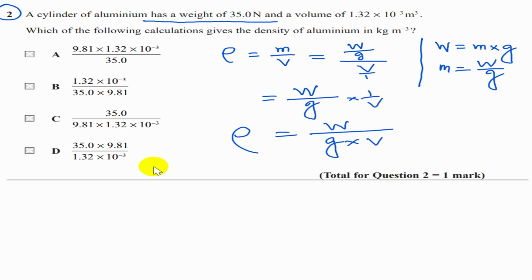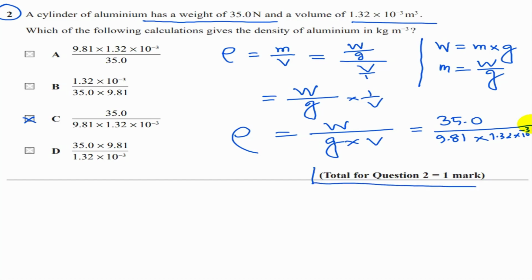So the correct answer is 35.0 divided by 9.81 into 1.32 10 to the power minus 3, which is the volume, 1.32 10 to the power minus 3 meter cube. So here the correct answer is C. Total for question 2 equal to 1 mark.